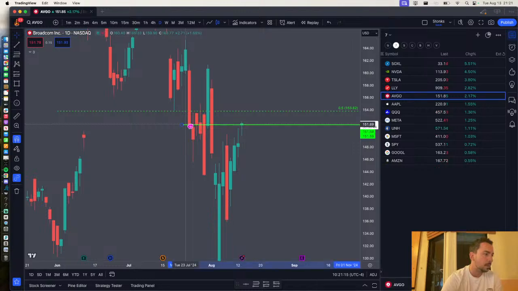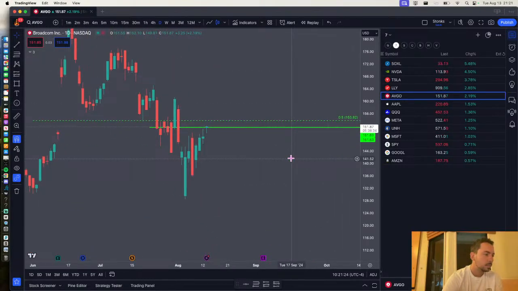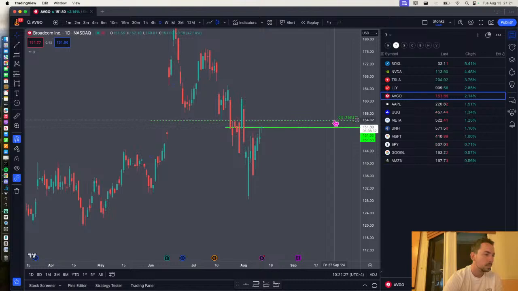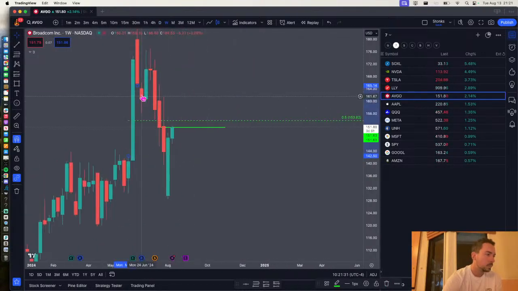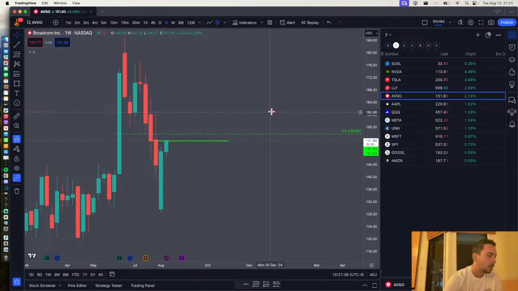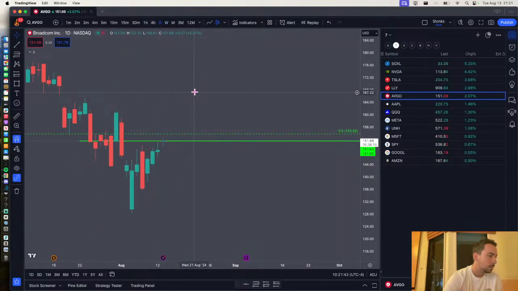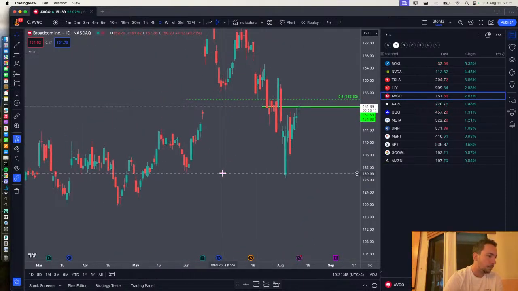I think it might have been on the daily. This, no, it wasn't that. I don't know what it was. Weekly. The 50% of this fair value gap is at 153.82, so maybe it was to do with that. I don't think so. Yeah, I have no idea, guys. But this is just a long-term add for me.